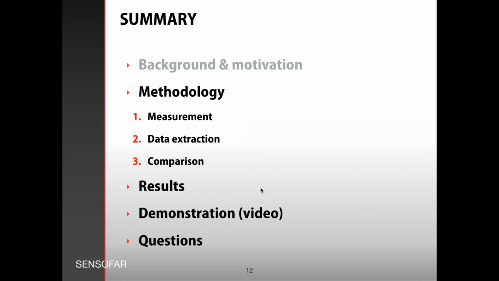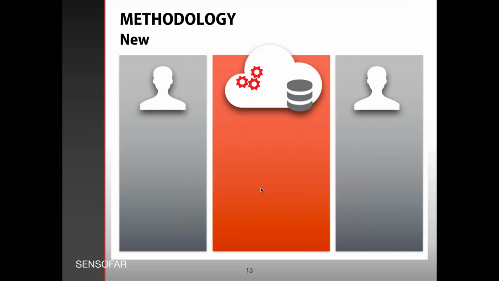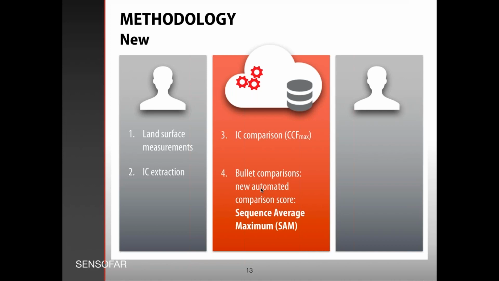Now we will move from the introduction to the methodology description. There are five steps. The first step is today done manually and consists of measuring the land surface of the bullet. The second step consists of extracting the individual characteristics surface from the surface measured. The third step is automated and consists of comparing the different individual characteristic surfaces using the cross-correlation function maximum parameter. The next step is to combine the individual land comparisons to create a score for the bullet comparison.